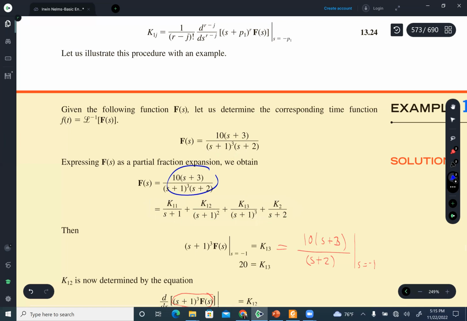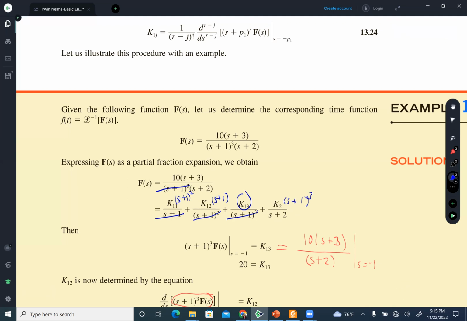K13 is the easy one. What you do is you multiply everything by s plus 1 cubed, right? So if I multiply everything by s plus 1 cubed, this guy will go away, this guy will go away, and I'll end up with s plus 1 squared. This guy will go away, and I'll end up with s plus 1. This guy will go away, and I'll end up with this. And this guy will give me s plus 1 cubed, right?